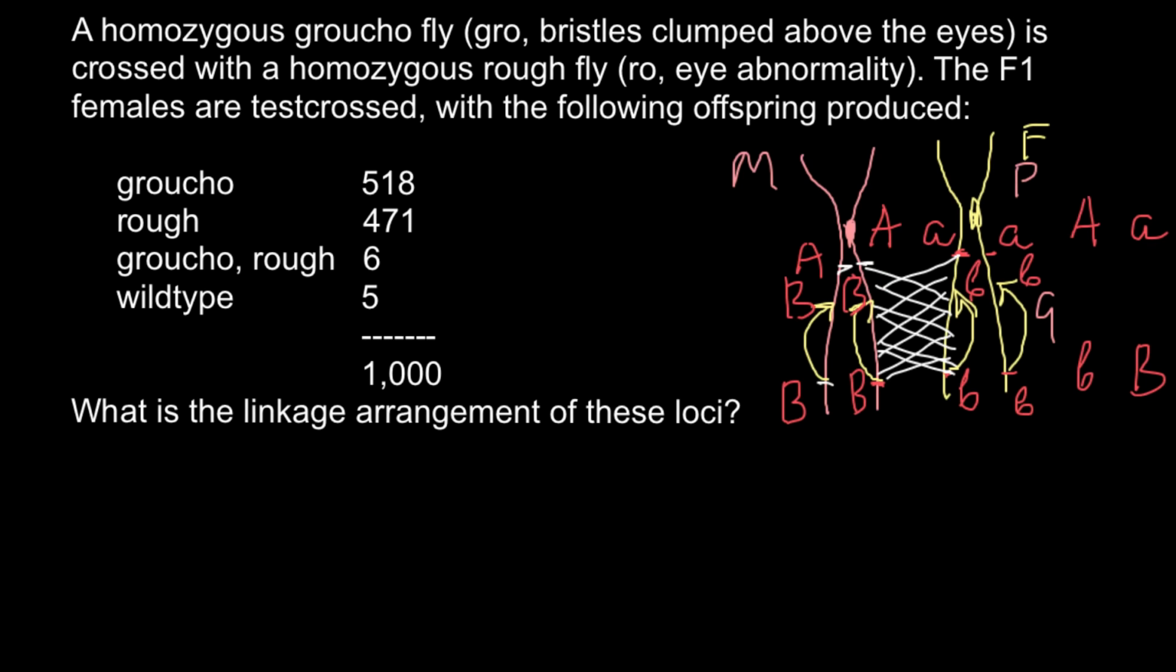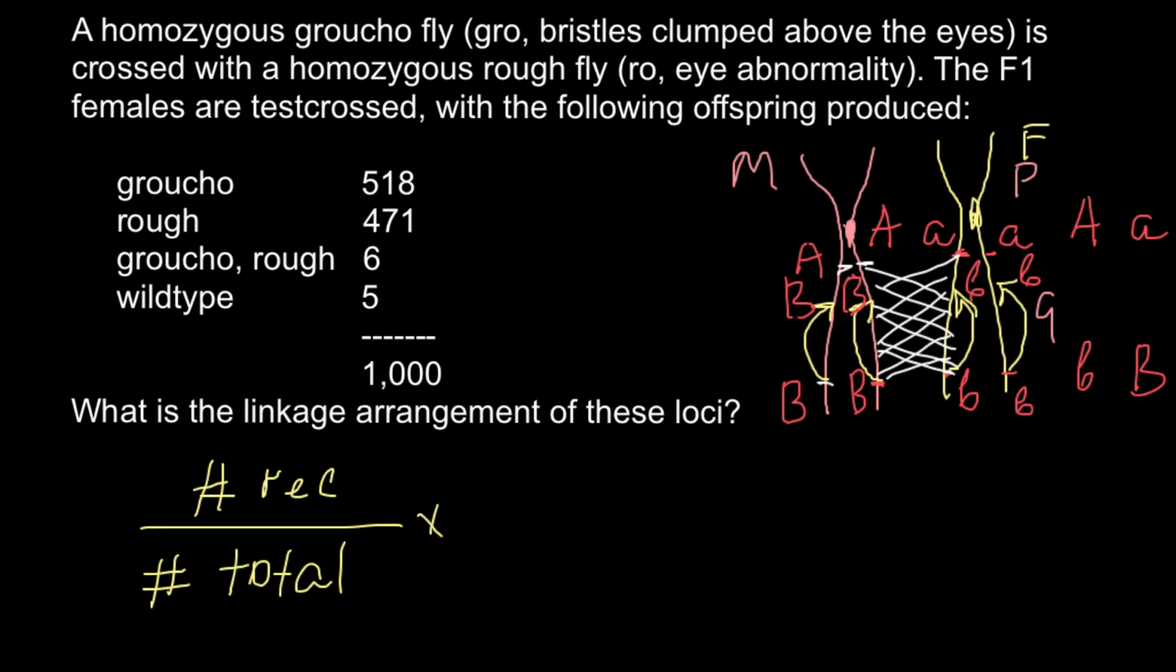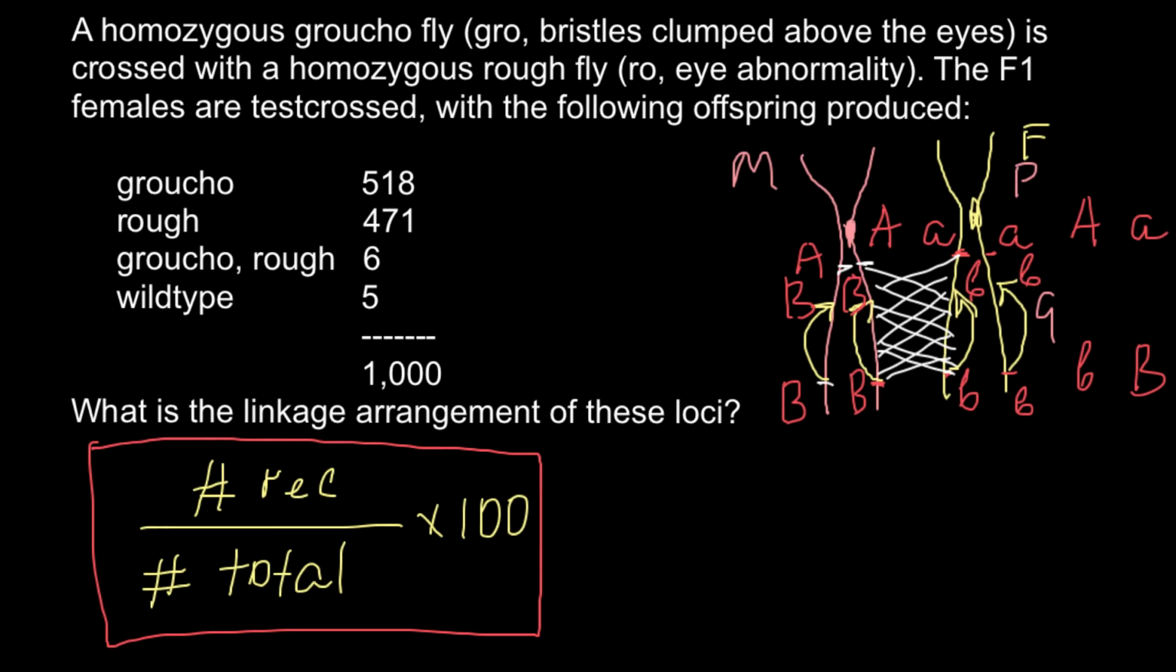So now we can use the formula and find the distance in centimorgans, and here's the formula. The number of recombinants we have to divide by the total number of flies in our example, and multiply by 100. And this is going to be the formula that we are going to use today in order to solve our problem.